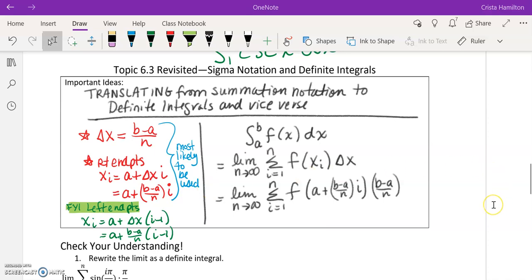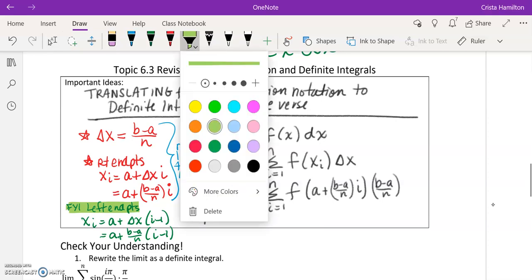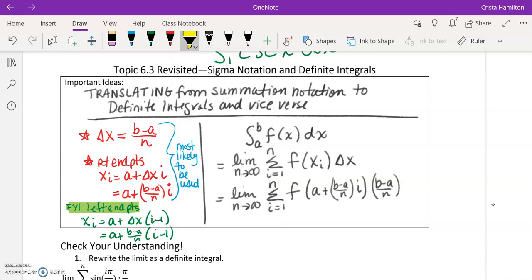All right, so we're going to come in and do a summary of the last video that we did, which was on 6.3, where we were looking at our definite integrals and the summation notation. In general, the main idea here is that you are going to need to be able to translate from your summation notation to the definite integrals and vice versa.